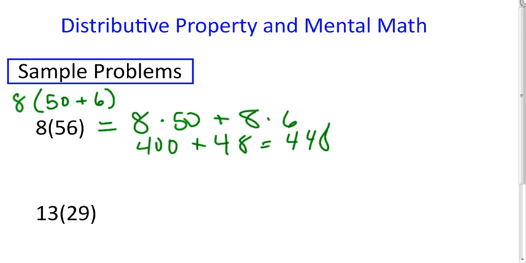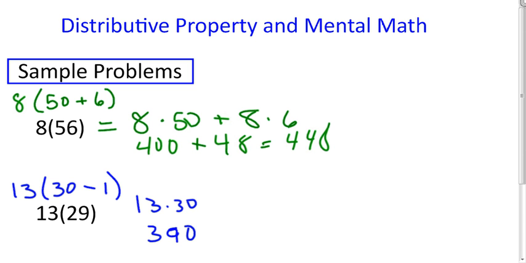This next example, 13 times 29, really what I'm going to think to myself is 13 times 30 minus 1, because 29 is 30 minus 1. I think for me it's easier to think about it this way, multiplying by 30 rather than multiplying by 20 and then multiplying 13 by 9. So 13 times 30 is 390 plus minus 13 times 1, which is just 13. And 390 minus 13 is 377.